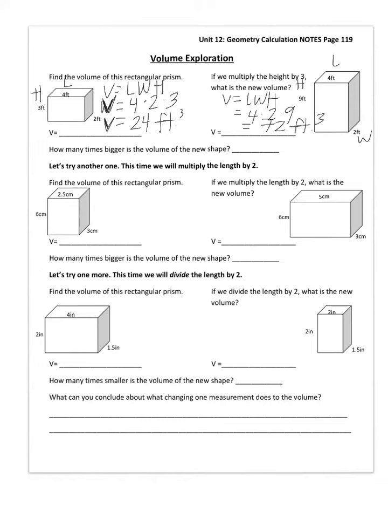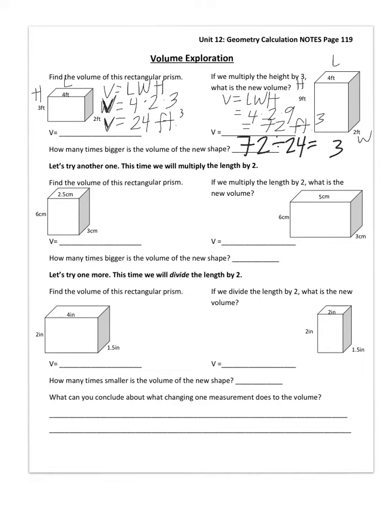Alright, so the question is, how many times bigger is the volume of the new shape? So what we could do there is divide 72 divided by 24. And when you do that, you get 3.